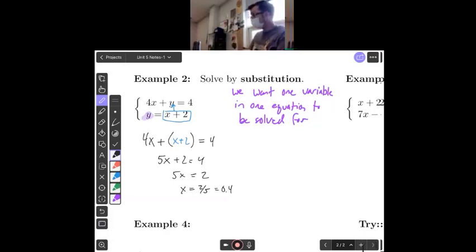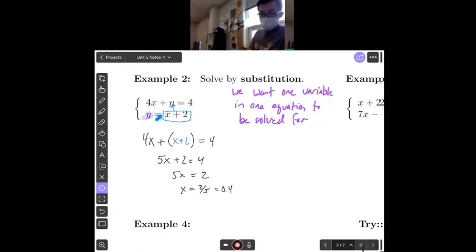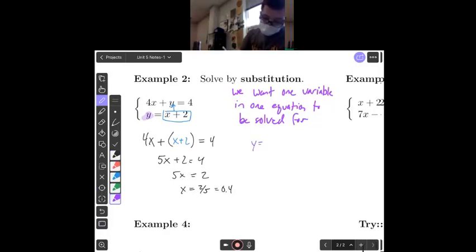But we do need to find x and y, not just x. So once you find one of the variables, go back and look again at which equation is going to be easiest to find y for. This one says y equals, so that would be the easiest. Both will work, but that'll be the easier of the two. So y equals x plus 2. We just found x was 0.4. So y equals 2.4. So that should be our answer, x, y: 0.4, 2.4.